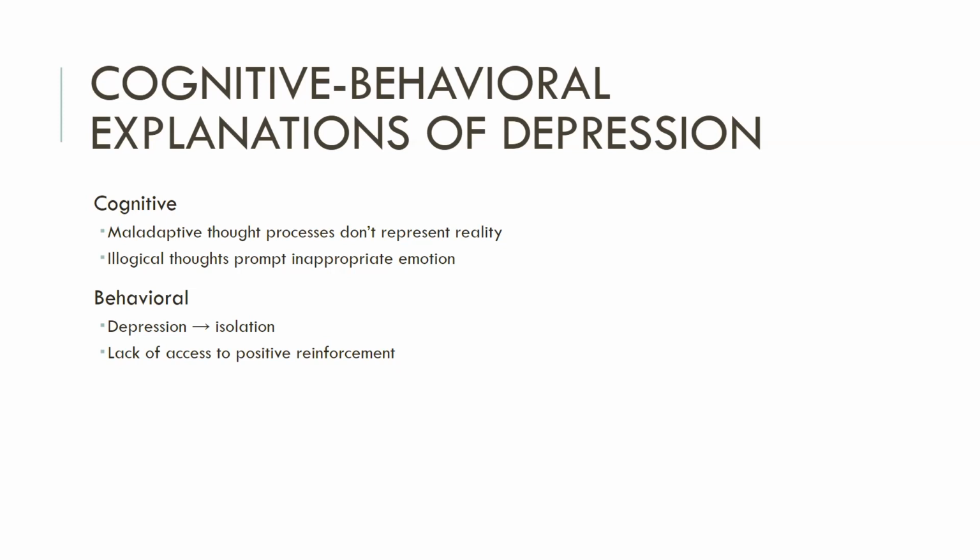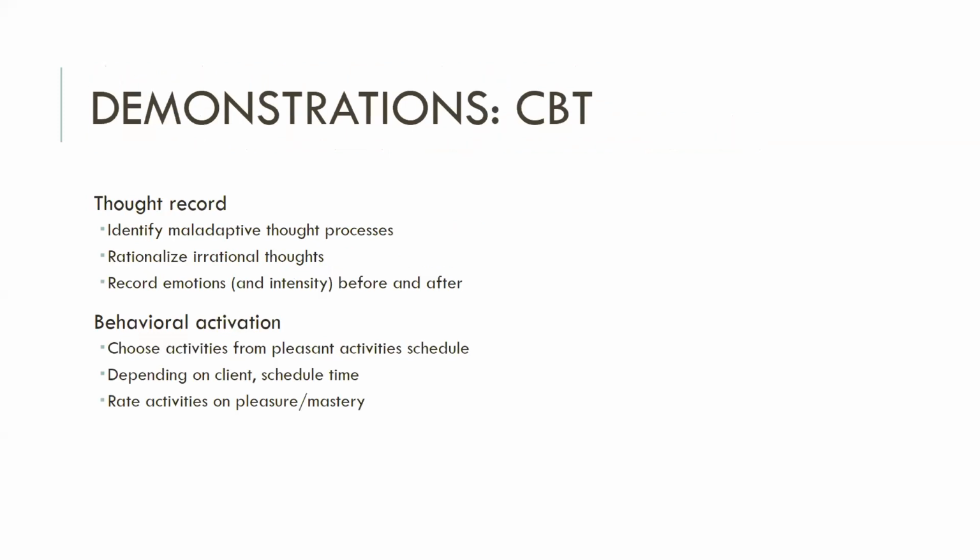Behaviorally, depression can cause isolation, and isolation acts on mood as well, cutting people off from things that are positively reinforcing. Meaning that when we're depressed, we're likely to isolate and spend time by ourselves and not do anything. And when we're isolating and not doing anything, we're not doing anything fun, which is going to make us feel better. So it's a vicious cycle between depression and isolation, which is the behavioral explanation for depression.